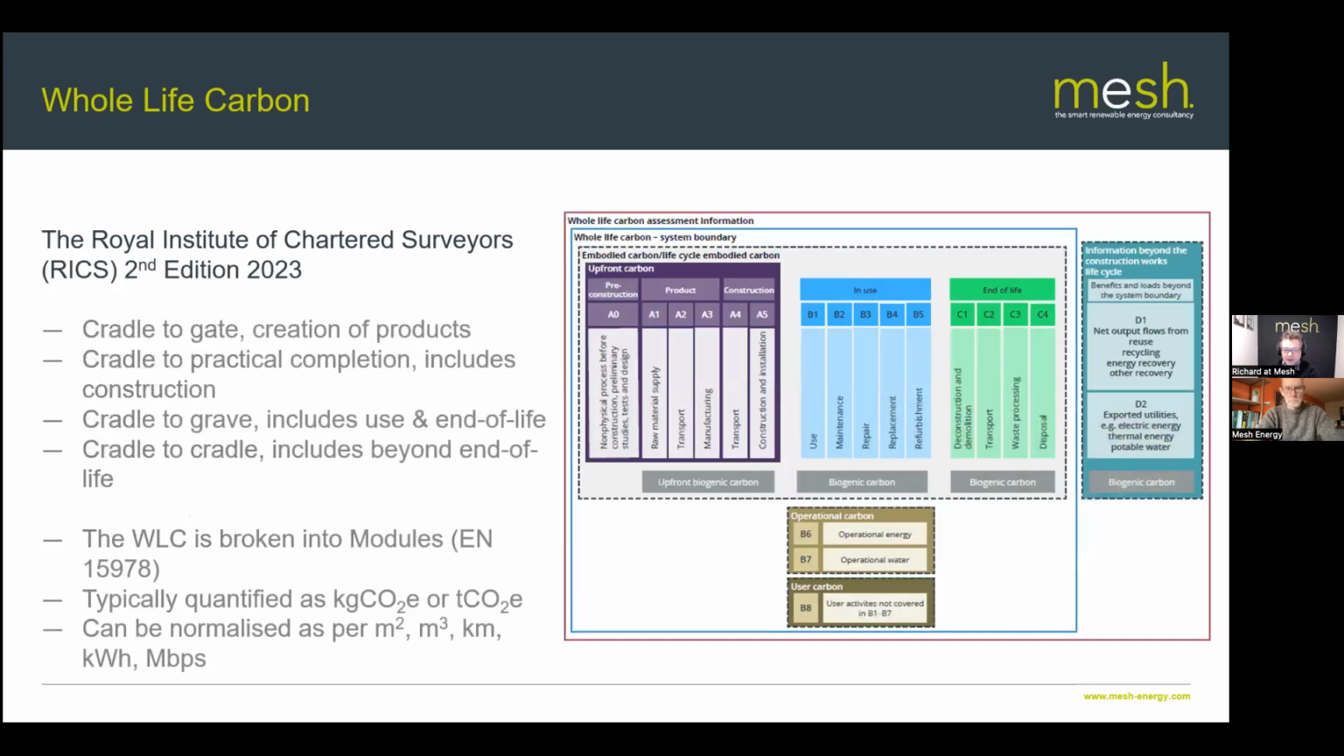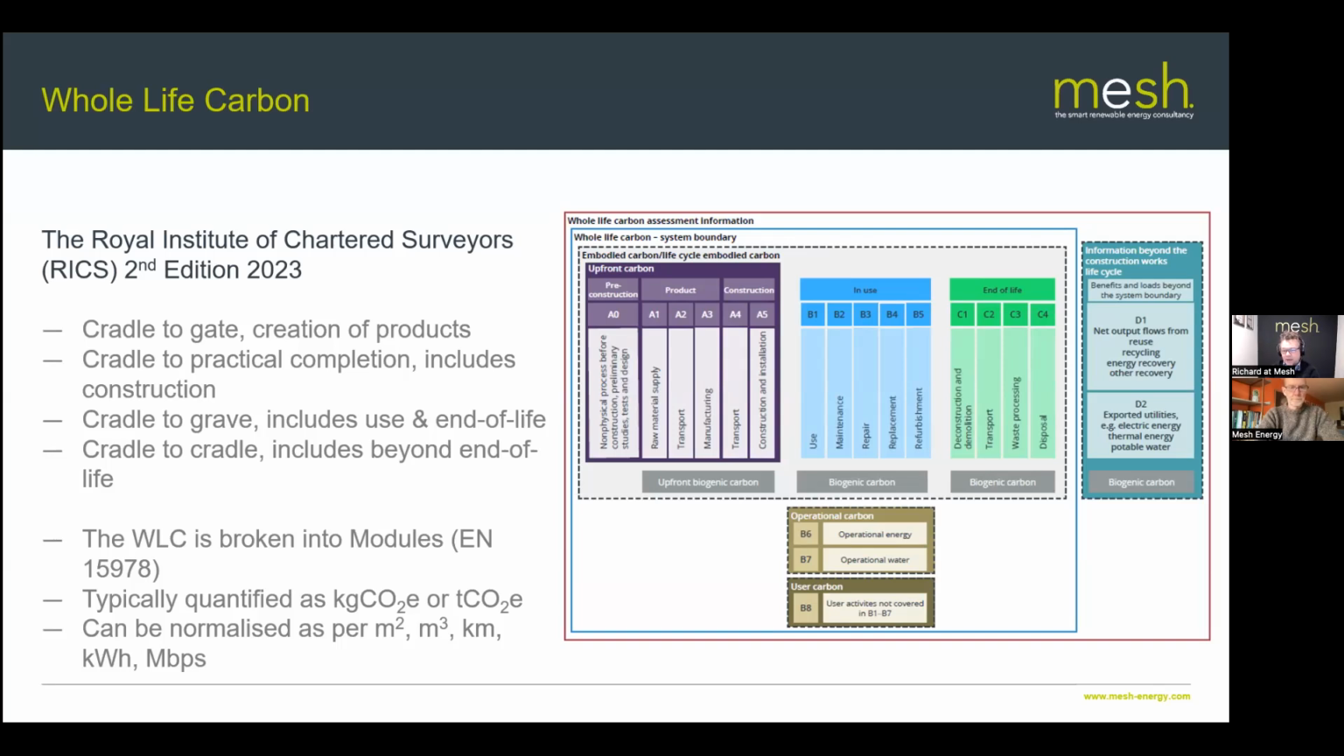So in September last year, RICS released the second edition. I don't know how many of you are familiar with this structure already, but it's broken down into fundamentally four modules in terms of life. So the first 10 or 15% is module A, which is everything to do with the construction through to practical completion. Then we have module B, which is the occupied, in-use life of the building, and it includes all the operational side of that.